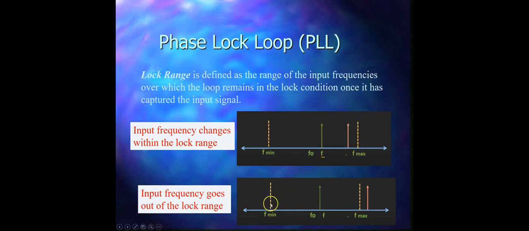But if the input frequency goes out of the lock range, as in this example at the bottom picture, you see that this new input frequency has gone out of the range, then the VCO starts running at the free frequency F, and it won't be able to lock to the input frequency until the input frequency is within the capture range of the PLL.